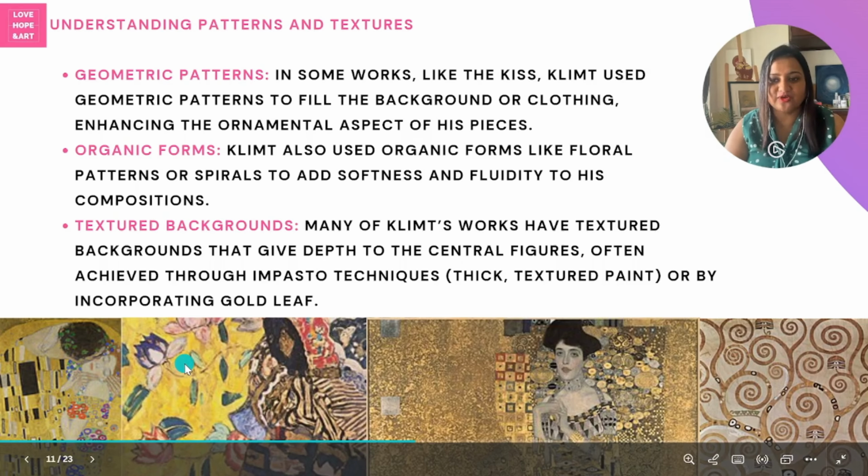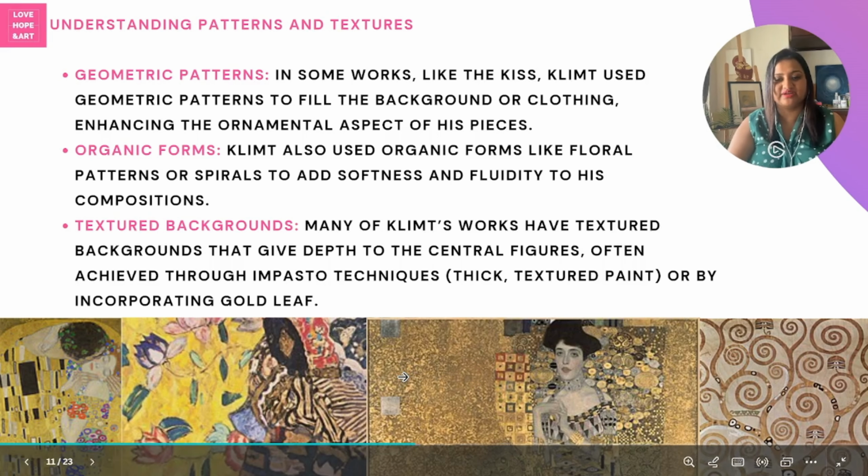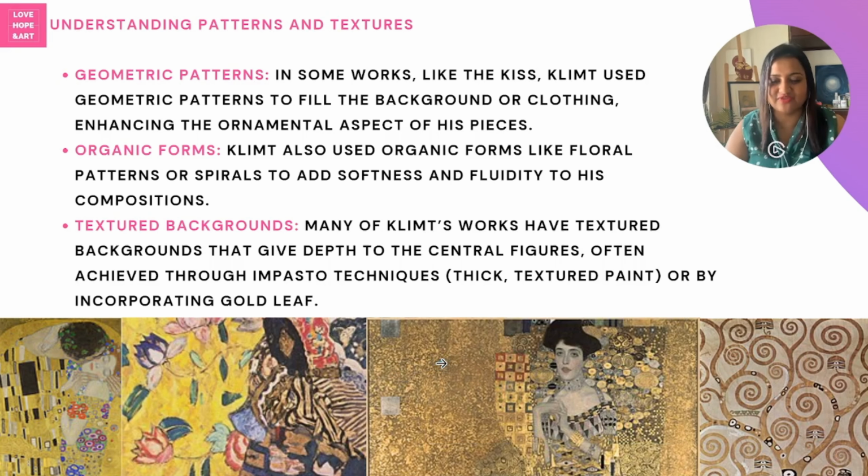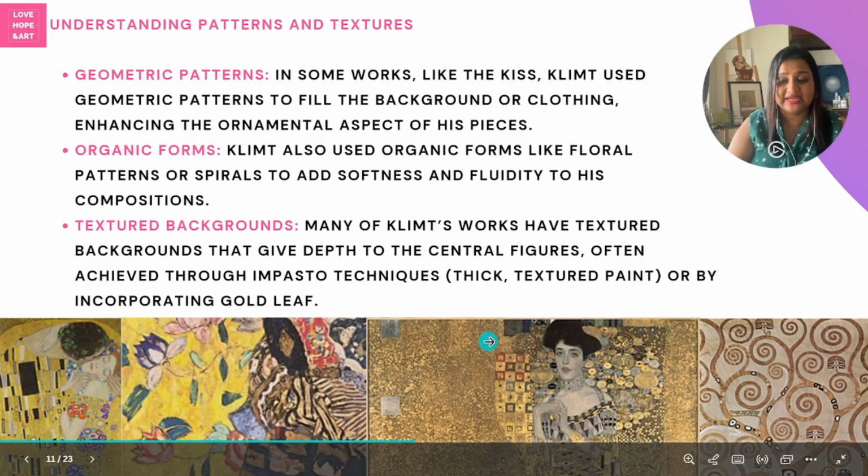Then organic forms like floral patterns and spirals add softness and fluidity to his composition. And going on to textured backgrounds. We have textured backgrounds that gave depth to the central figures, often achieved through impasto techniques, like thick textured paint, or by incorporating gold leaf. In this portrait painting, you can see how the textured background was incorporated.